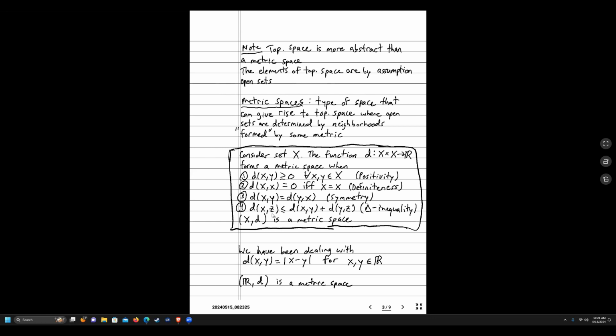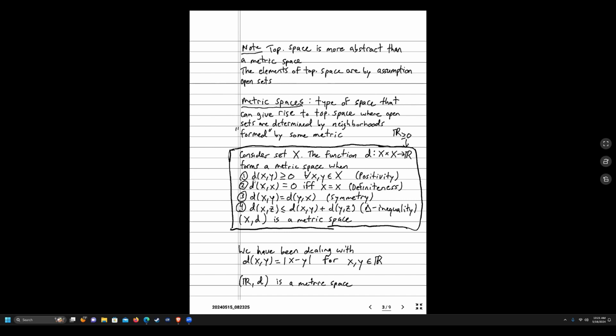Here are the requirements for a metric space. You consider some set X, and you have a function d from X cross X into the real numbers. Really, it should have been more restricted: it's going to be the real numbers greater than or equal to 0. This forms a metric space as long as you have these 4 things.